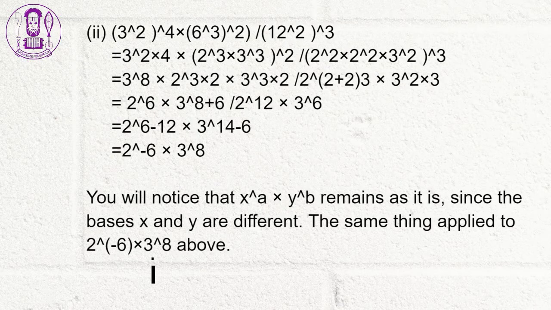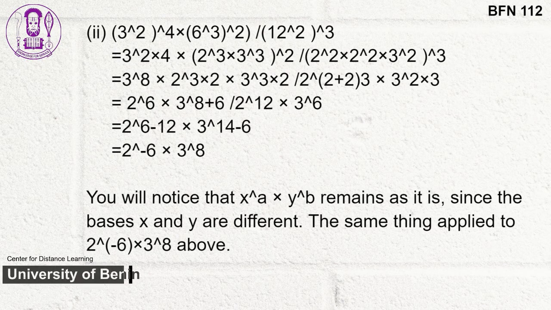(ii) 3 squared in brackets to the power of 4 times 6 cubed in brackets squared all over 12 squared in brackets cubed. Equals 3 squared times 4 times bracket 2 cubed times 3 cubed close bracket squared all over 2 squared times 2 squared times 3 squared all in brackets cubed. Equals 3 to the power of 8 times 2 cubed times 2 times 3 cubed times 2 all over 2 to the power of 3 times 2 plus 2 close bracket 3 times 3 squared times 3.